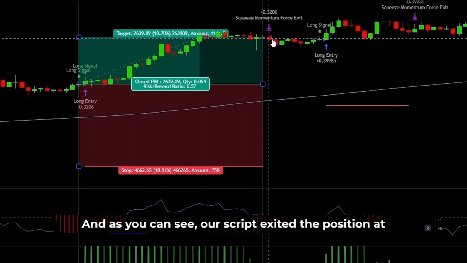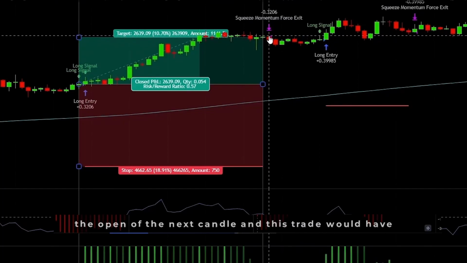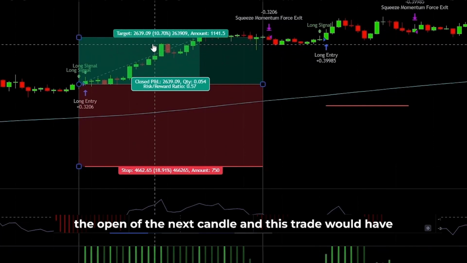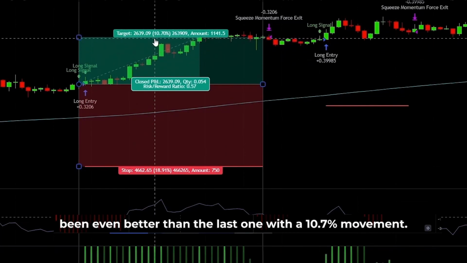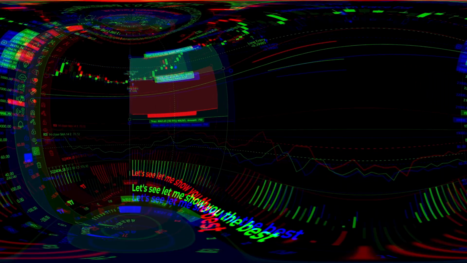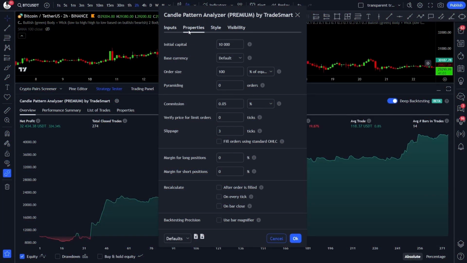And as you can see, our script exited the position at the open of the next candle. And this trade would have been even better than the last one with a 10.7% movement. Okay, are you ready for the results? Let me show you the best results for an asset in each category, so crypto, forex, stocks and indexes. Let's start off with crypto.